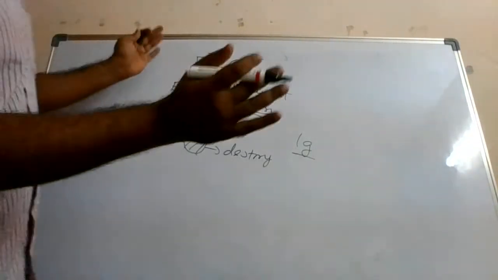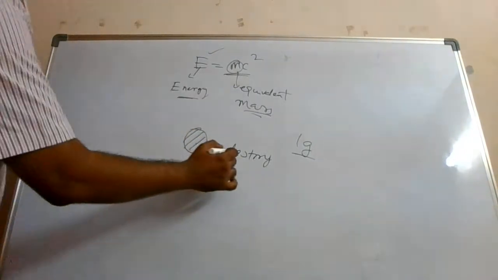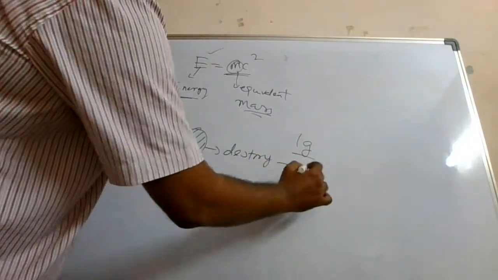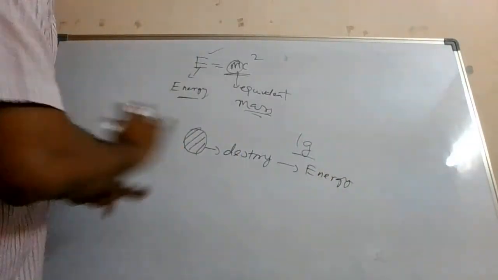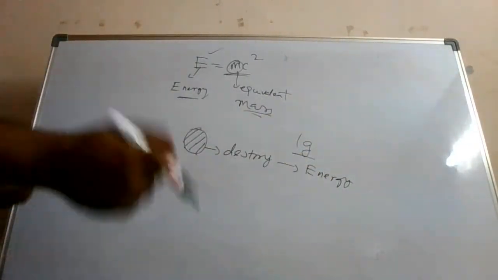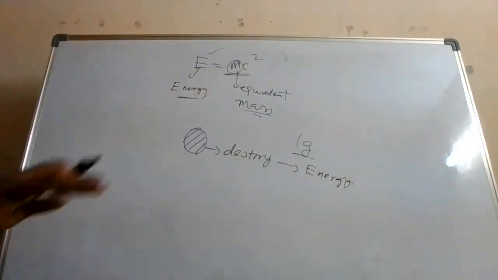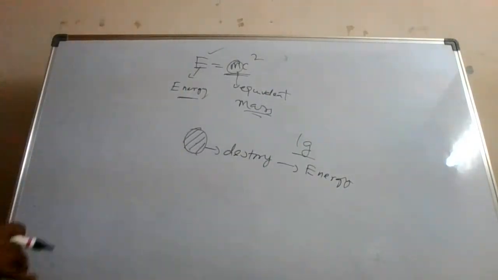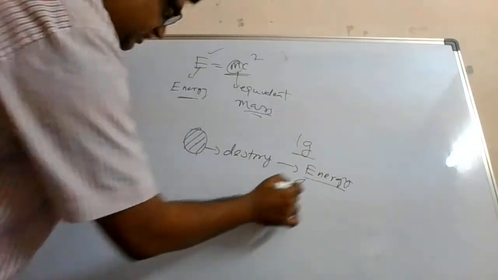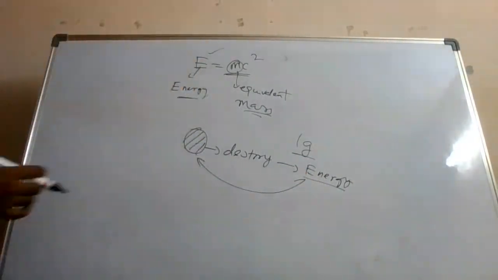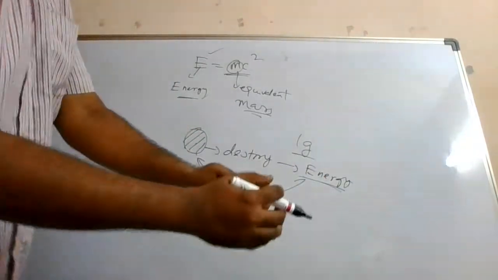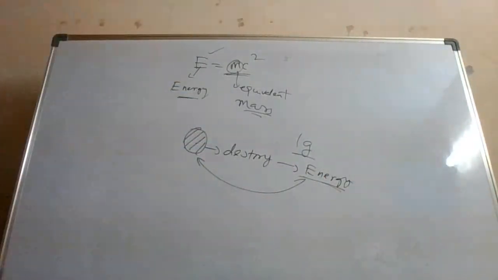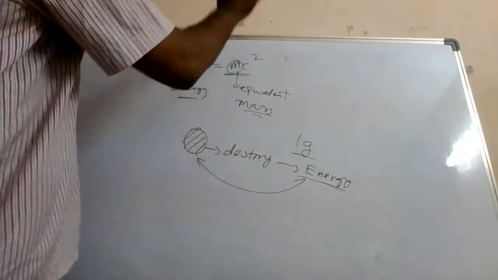अगर मैं मास डिस्ट्रॉय करूंगा, you get energy. Destroy means completely vanish, not simply taking a hammer and breaking it. That is not destruction, that is only breaking. If I condense energy, you get mass. मास को डिस्ट्रॉय करूंगा, एनर्जी मिलेगा. एनर्जी को कंडेंस करूंगा, मास मिलेगा. ओके, गिवन बाय दिस एक्सप्रेशन.